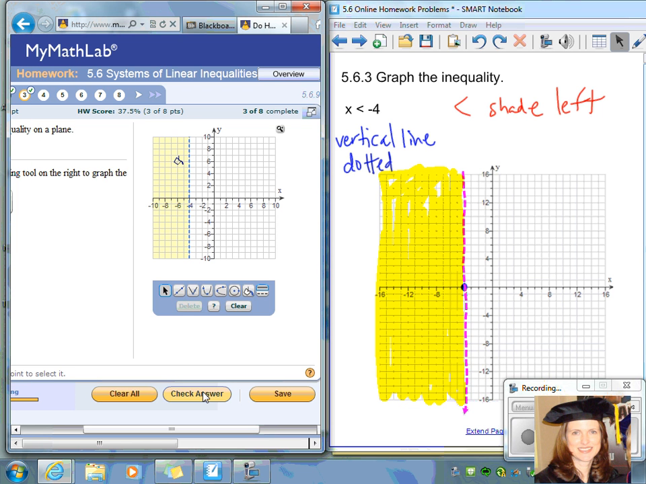Save and check your answer to see how we graph the inequality x is less than -4. Whenever the inequality only has an x, then the inequality when you graph it is going to be a vertical line. Let's look at number 4.